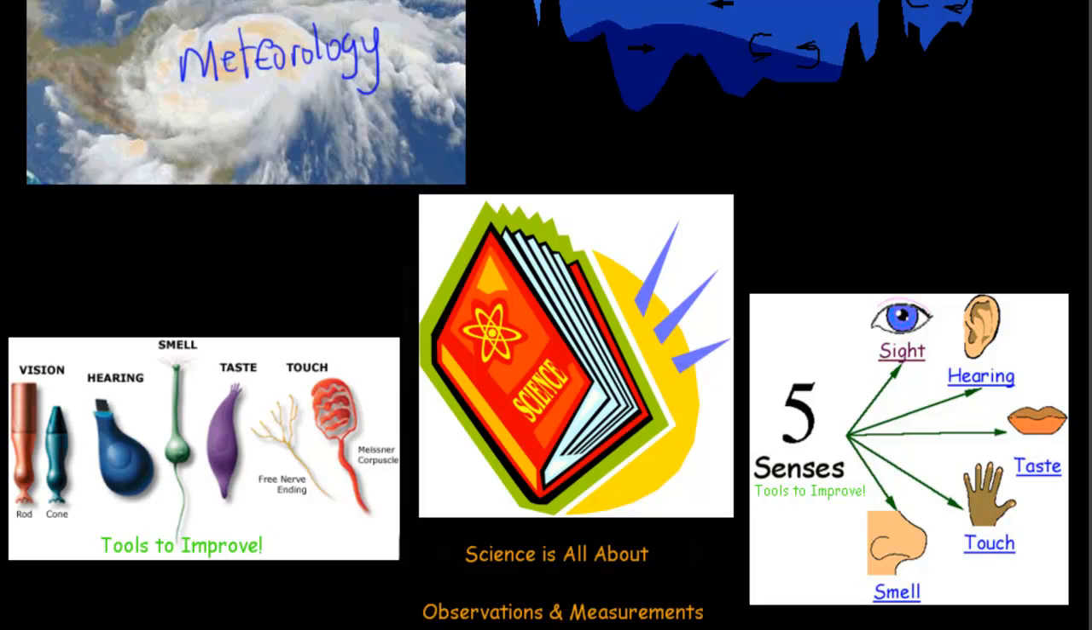Okay, anytime we talk about a science class, we have to talk about observations and measurements. Whether we're talking about geology, oceanography, astronomy, meteorology, physics, chemistry, biology, or any of the other sciences, we have to use our senses. And we have 5 senses. We have sight, hearing, taste, touch, and smell.